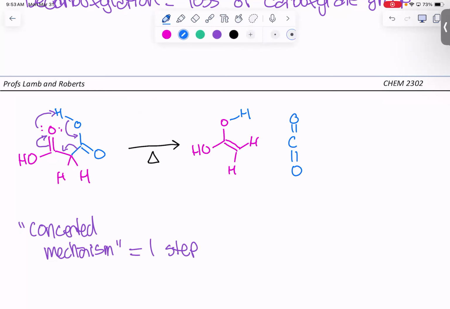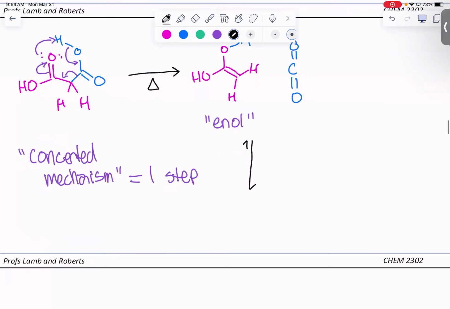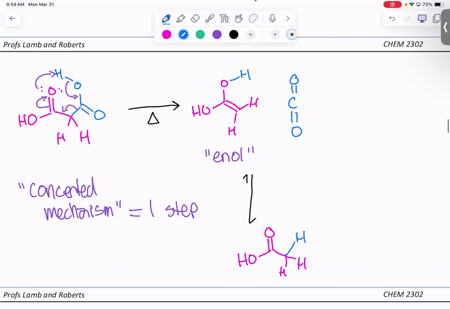This functional group here, we're going to be revisited by it a lot. This is called an enol, okay? An alkene and an alcohol. And it's going to undergo a mechanism that I'm not going to worry about at this point. It's going to undergo something called tautomerization. We're going to talk about this so much in the future that I'm not going to worry about it at this point. But what it's going to do is essentially isomerize from the enol back to the carboxylic acid. All right.